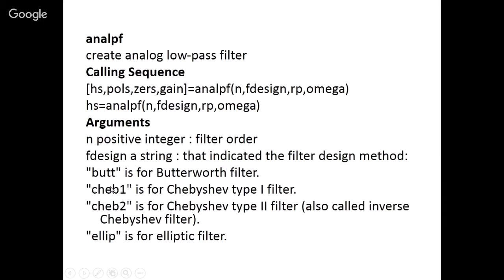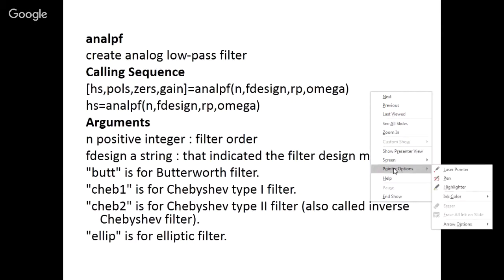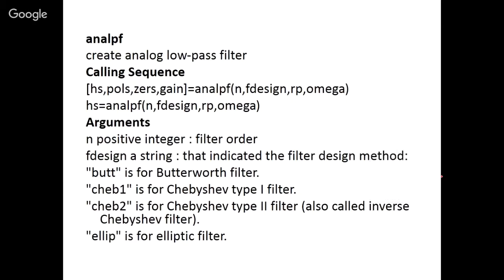This string may contain these 4 options. If you are designing the Butterworth, then it is BUTT. If you are designing the Chebyshev 1, that is CHEB1, then for Chebyshev 2 we give CHEB2, and for the elliptical filter we give ELLIP. Now let us see what are the different types, that if we give the Butterworth, then what type of filter response we will get.